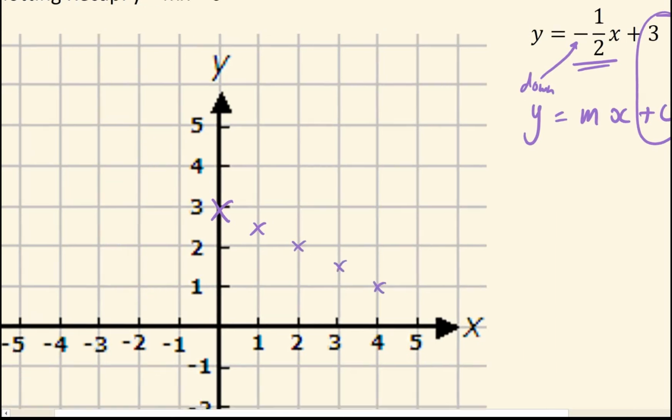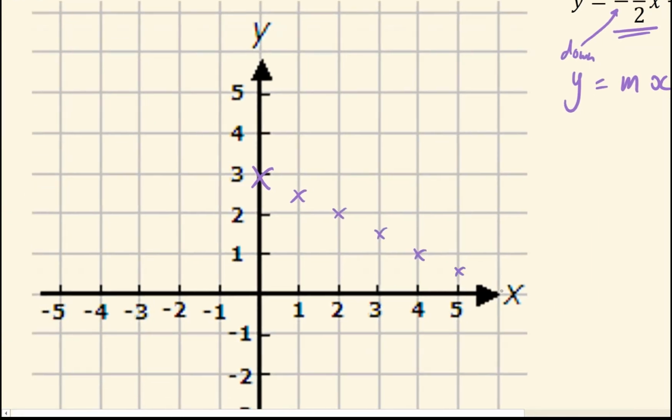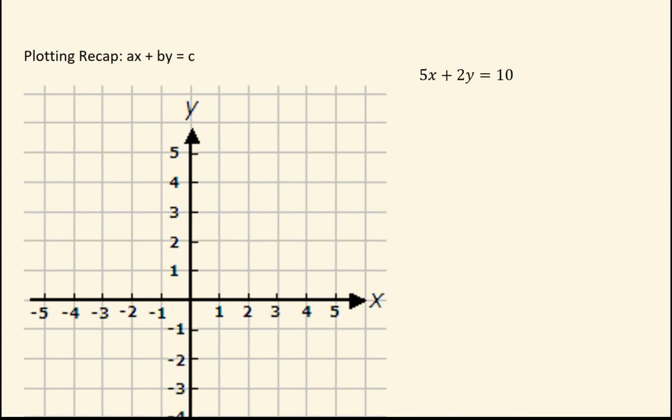You can get a few points, and then you just get your ruler and draw a straight line going through all the points, again making sure it goes into the negative region as well. Okay, that's the slightly easier type. On to the slightly harder type.